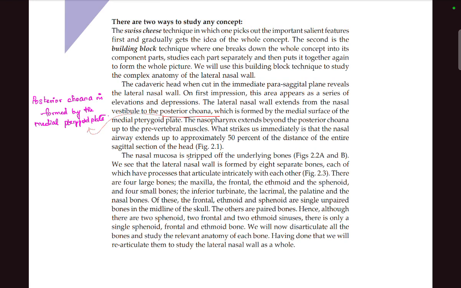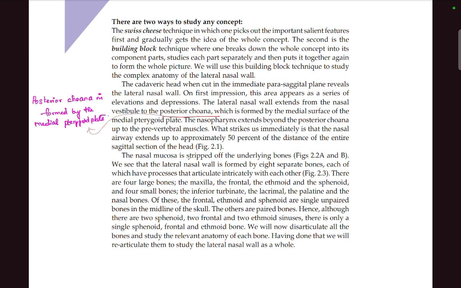What strikes us immediately is that the nasal airway extends up to approximately 50% of the distance of the entire sagittal section of the head. The nasal mucosa is stripped of the underlying bones. We will see that the lateral nasal wall is formed by 8 separate bones, each of which have processes that articulate intricately with each other. There are four large bones: the maxilla, the frontal, the ethmoid, and the sphenoid, and four small bones: the inferior turbinate, the lacrimal, the palatine, and the nasal bones.